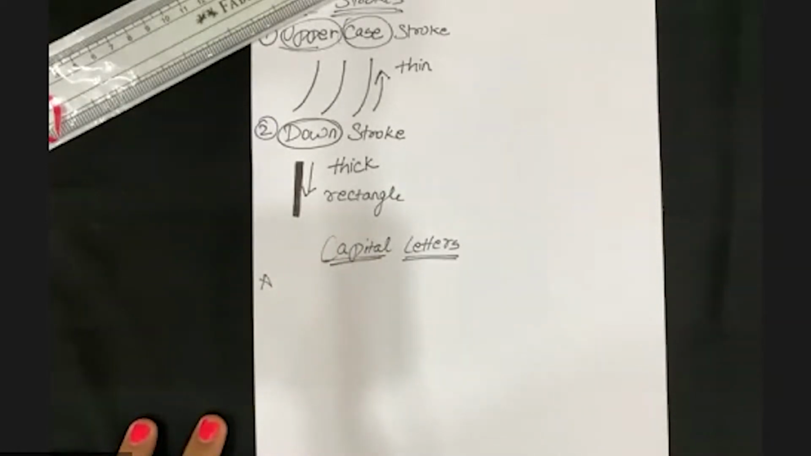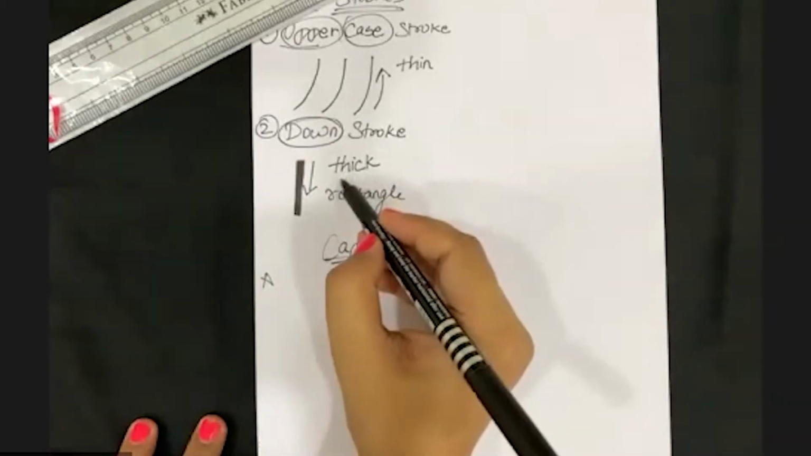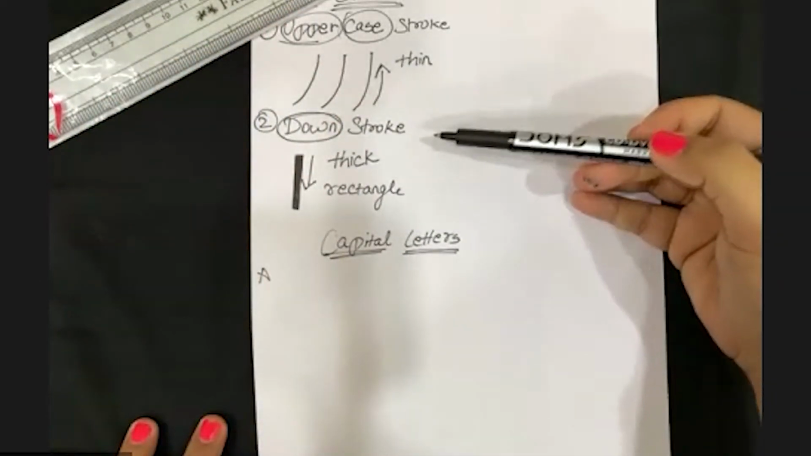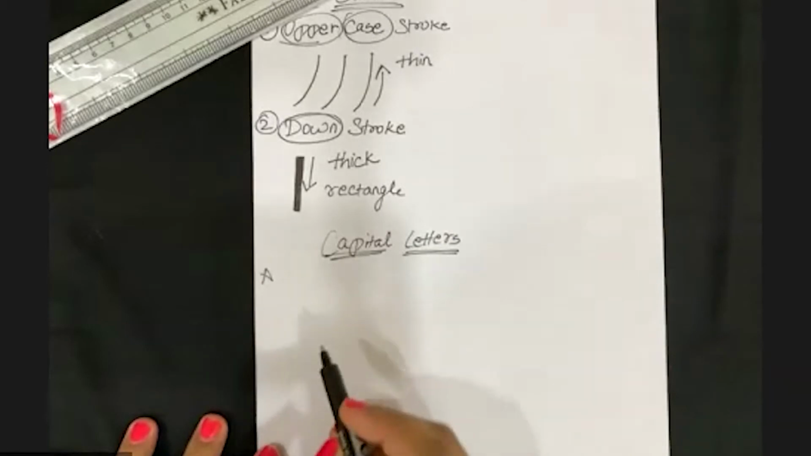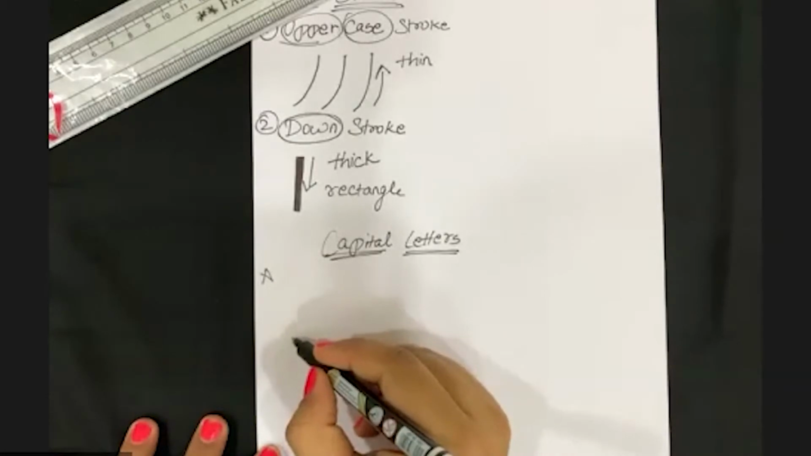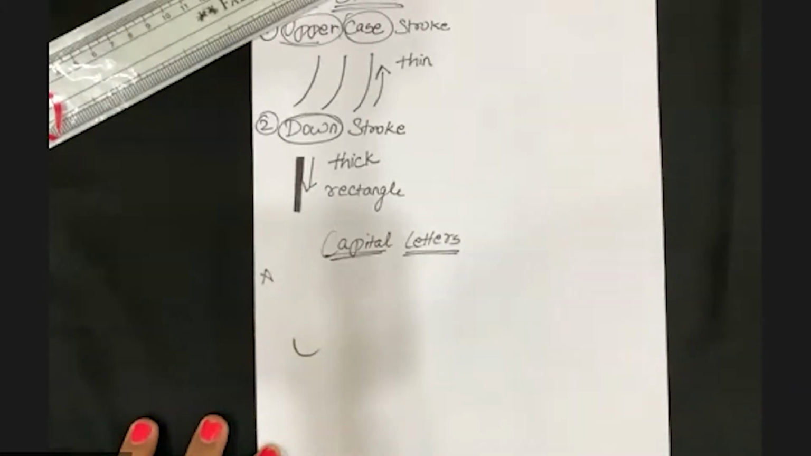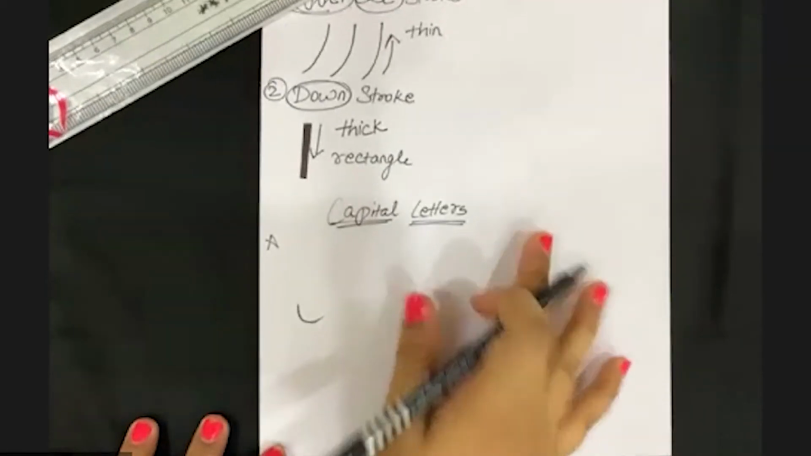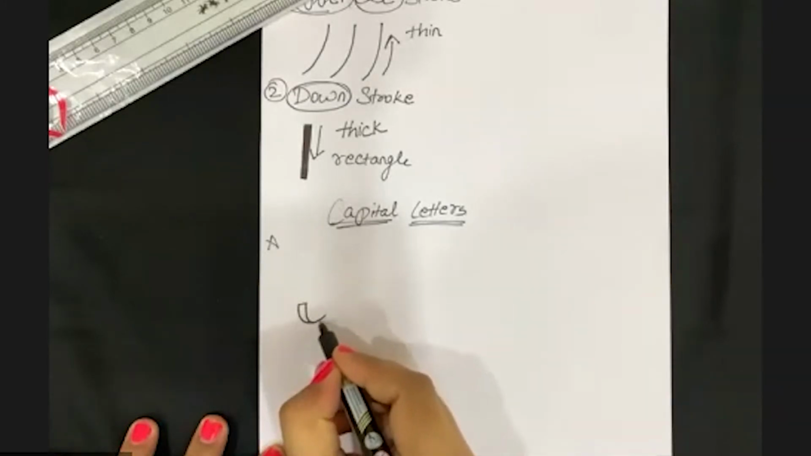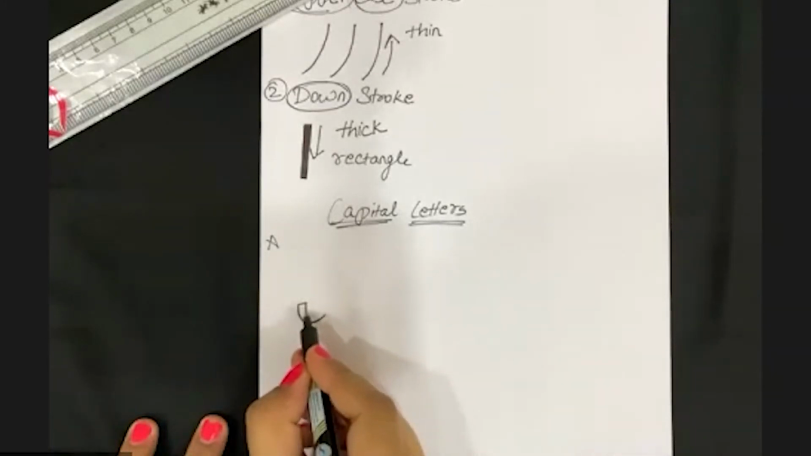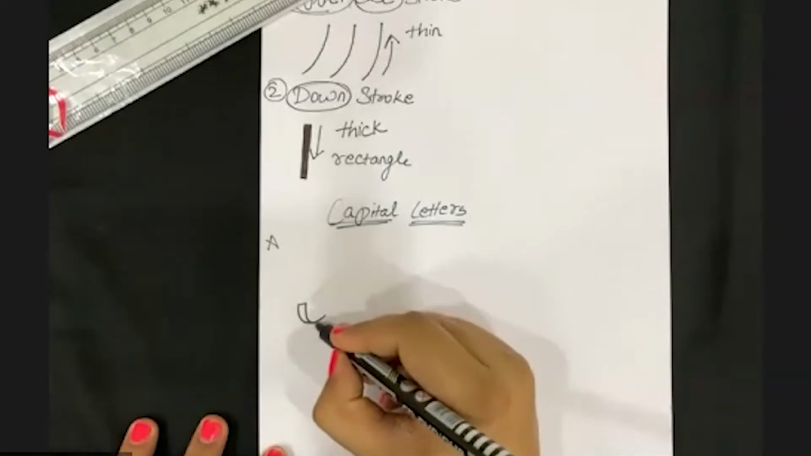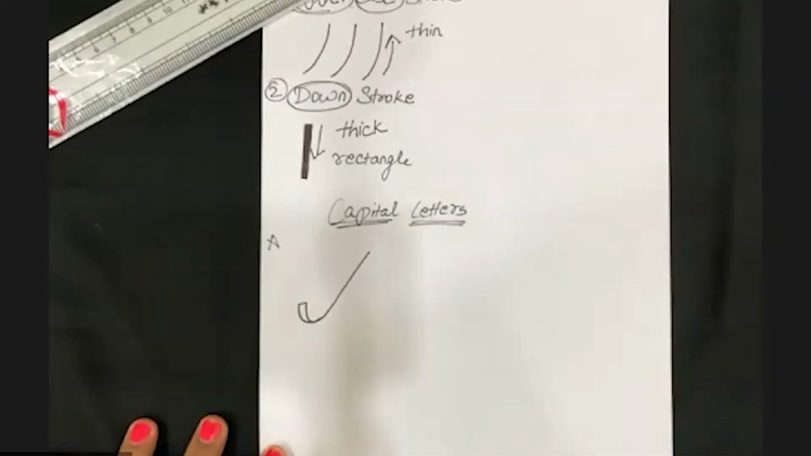As you know, the downstroke is thick and the upper stroke is thin. We are just going to use these two things in our letters. Look here, I'm going to write the letter A. First, I'm going to start with my downstroke, and I'm going to make it thick. When I'm going towards the upstroke, I'm merging my thick downstroke with my thin upstroke. And here I'm going on with the thin upstroke.